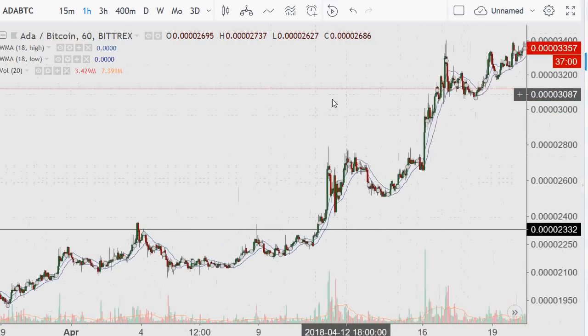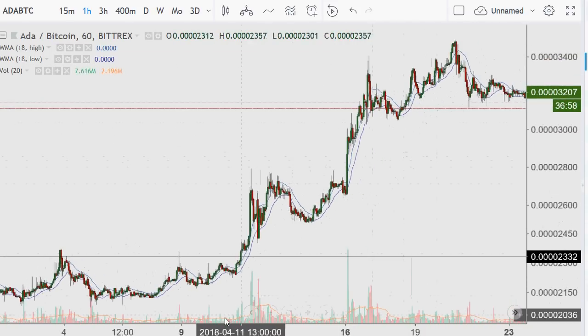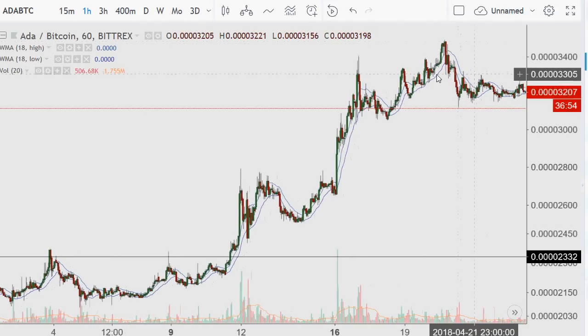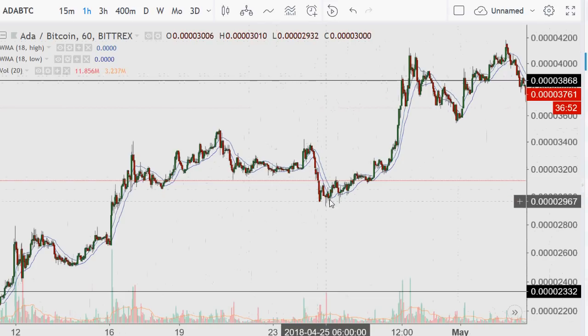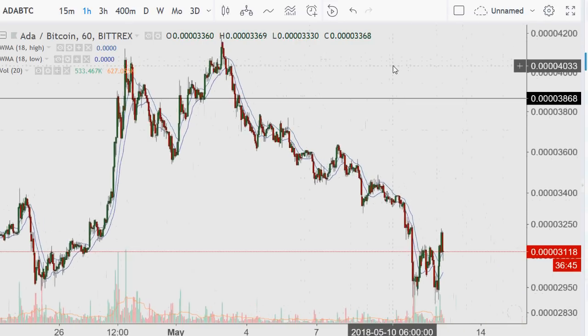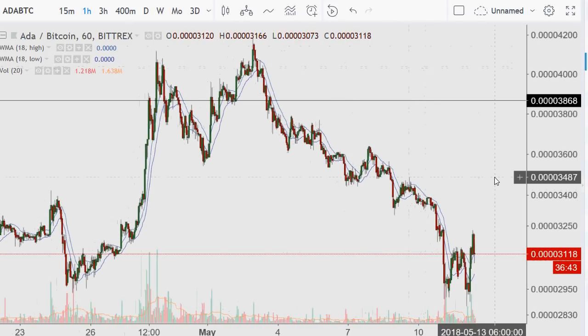April, all of these sales in here. Sell order city from April 7th through April 20th. A little bit of buybacks, but again, we're seeing more selling. And from May the 3rd to where we stand now, buy order city.